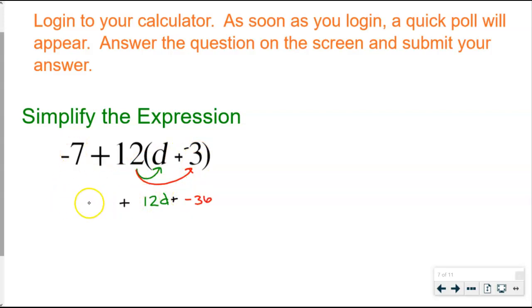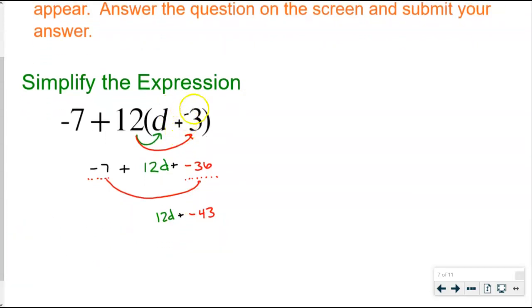Add to that the -7 that was at the beginning of the problem, and now I can see I have 7 negative unit tiles that can be combined with these 36 negative tiles. Altogether, that's going to give me -43, or 43 negative unit tiles. I still have those 12 D tiles, and we cannot combine these. Just like we changed subtraction to adding a negative, I can, if I would prefer, change adding a negative back to subtraction. So 12D minus 43 is also an acceptable answer.